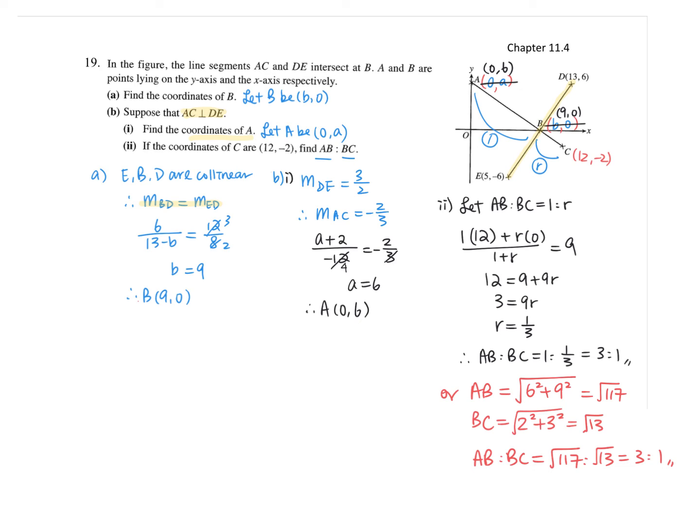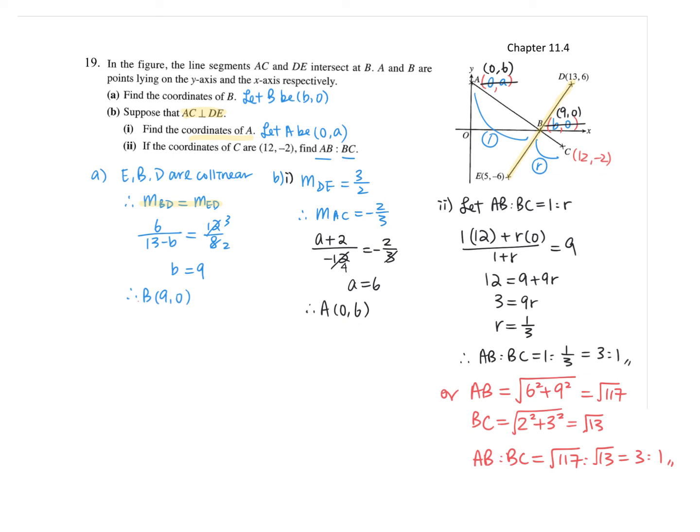Then next, we know that AC is perpendicular to DE, so the slopes are perpendicular. You should know this from a previous section in this chapter. So I know that the slope of AC is negative 2/3, and that would help me to solve for this unknown A, because we don't know the y coordinate of A, and I let it be small letter a. Okay, and solving this, you should have 0, 6. So that's the coordinates of A.